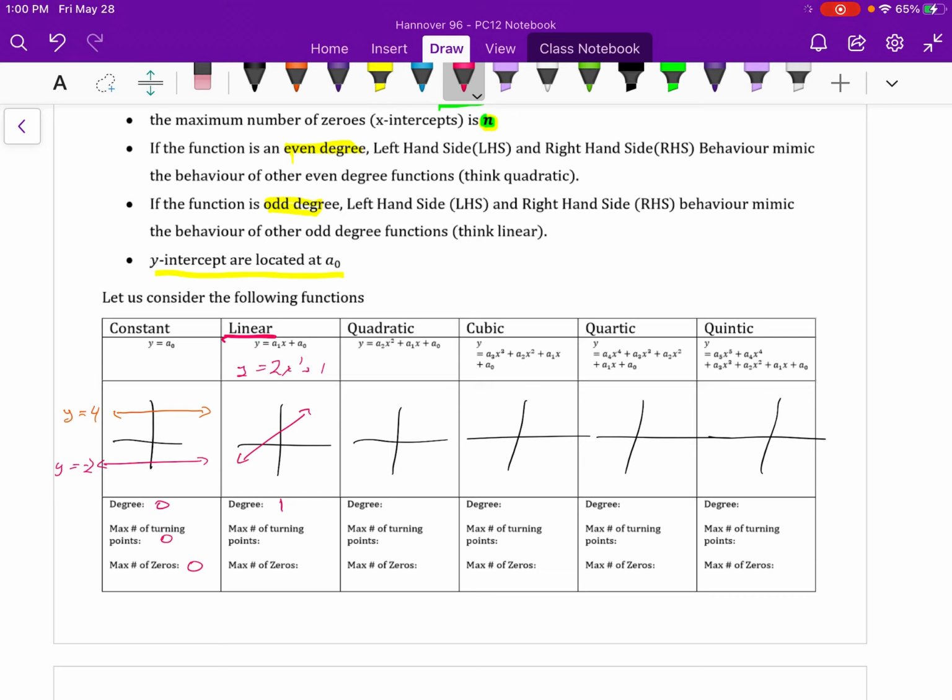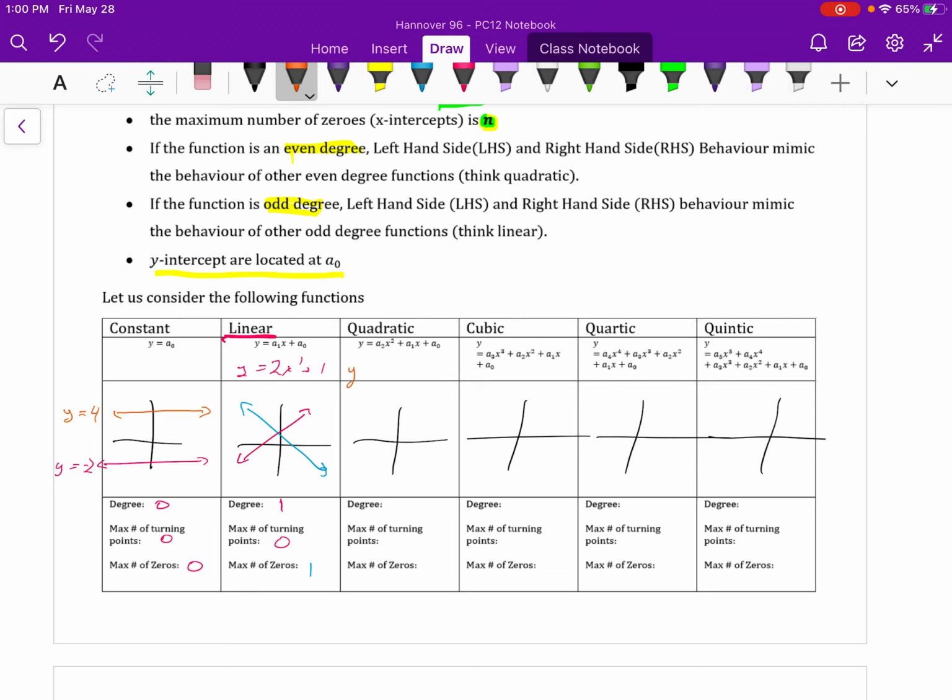The maximum number of turning points on a linear function, well, how many turning points are there where the function goes from increasing to decreasing? There are no turning points or vertexes on this. Same with this linear function, so they're just lines. But the maximum number of zeros that we can have in a linear function is 1.